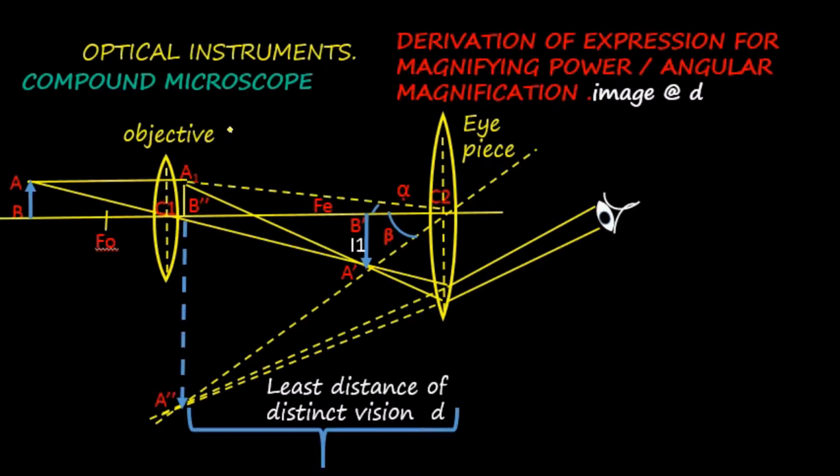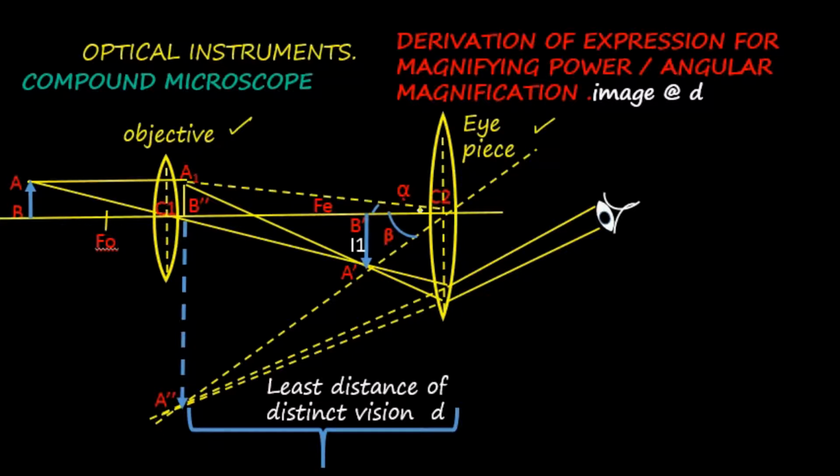This is the objective and this is the eyepiece. As you already know, the compound microscope is used for magnifying very small objects to big sizes. We already have the simple microscope, but the simple microscope can give only a small magnification, whereas the magnification given by the compound microscope is several times greater than that of the simple microscope. That is why we use the compound microscope. You are already familiar with the instrument.